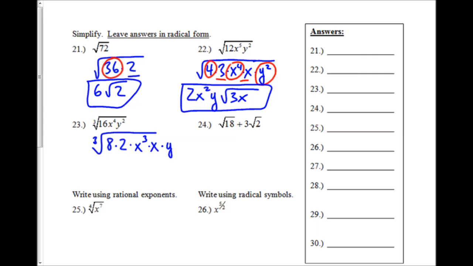The y squared, really, there's no hope for. There's no way to make that 2 divisible by 3. So I'm going to leave it the way it is. It's going to be trapped in there forever.